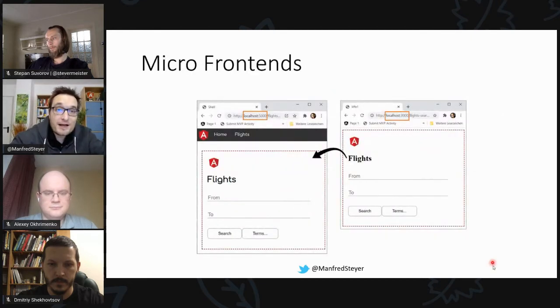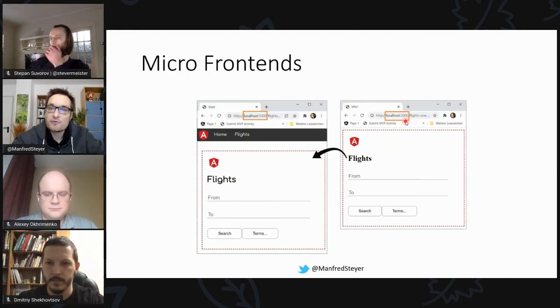I'm calling this bigger application the shell. Here I have a very tiny example for a shell. You have a main menu here, and when clicking here or there, separately compiled, separately deployed clients are loaded into its working area. Here, for instance, the client from localhost 3000 is loaded into this working area.